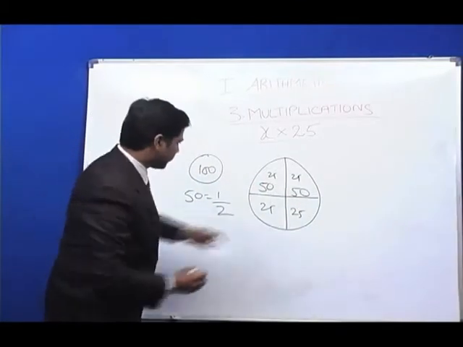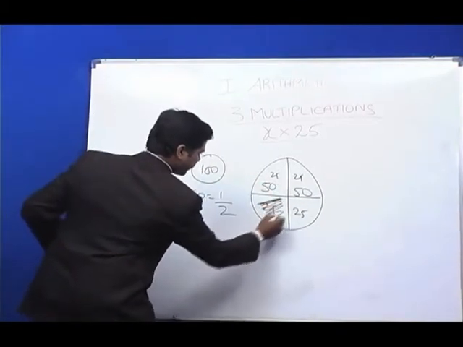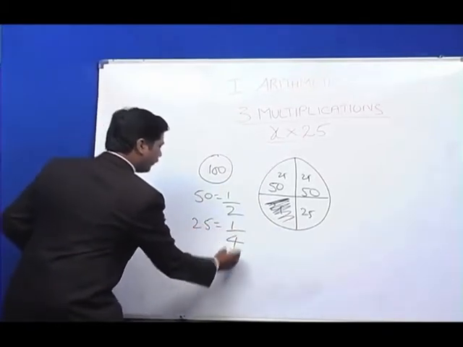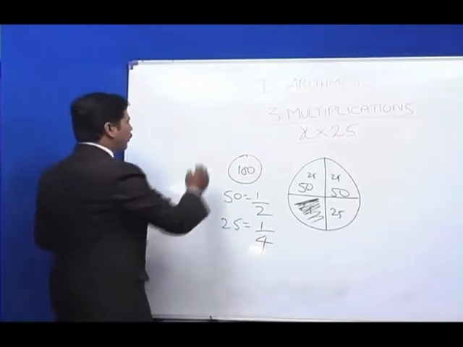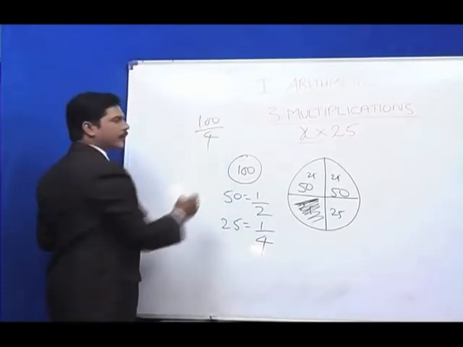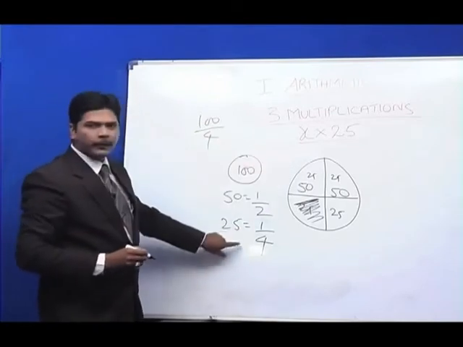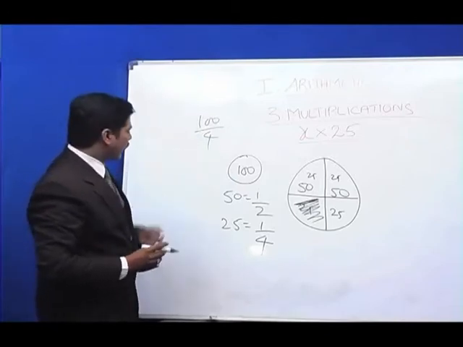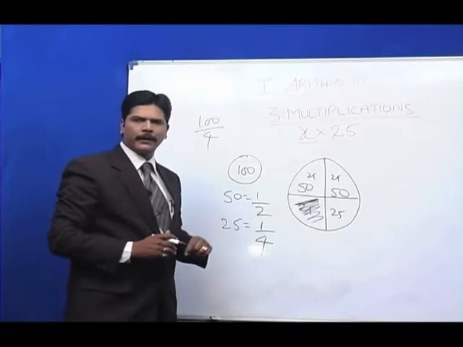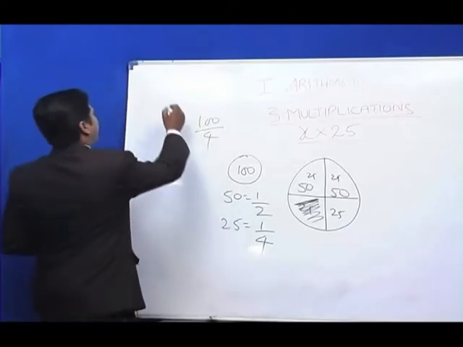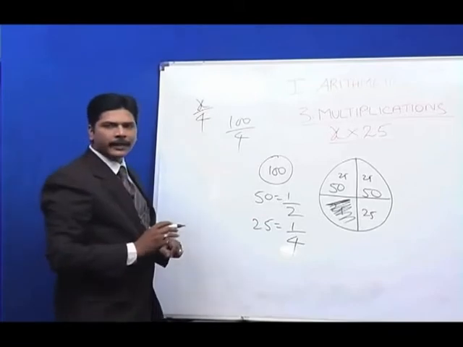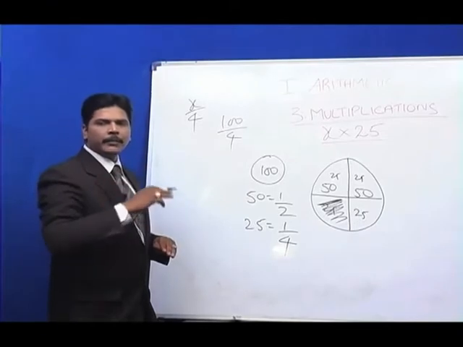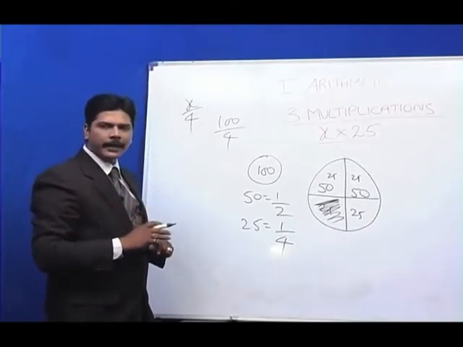Can you see the shaded part? It's called 25. So 25 in other words is also given by 1 by 4. Now mind you, 1 by 4 or 100 by 4 both mean the same. If you take this pizza as one pizza, it is 1 by 4. If you take it as 100% pizza, it is 100 by 4. Now, we'll not apply 100 by 4 or 1 by 4 formula. We'll simply apply the formula of x by 4, as simple as that. Using this x by 4 formula, we can multiply any given number by 25.